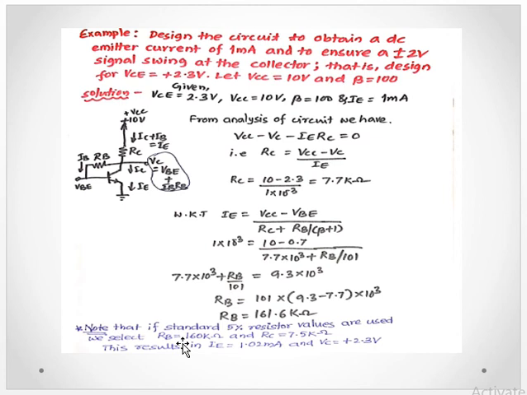So if you want to use discrete components and rig up a circuit, the available resistor values RB 160 kilo ohm and RC 7.5 kilo ohm we need to select. If you select these two values and calculate the new values, the IE value will be around 1.02 milliampere and VC will be about 2.3 volt.